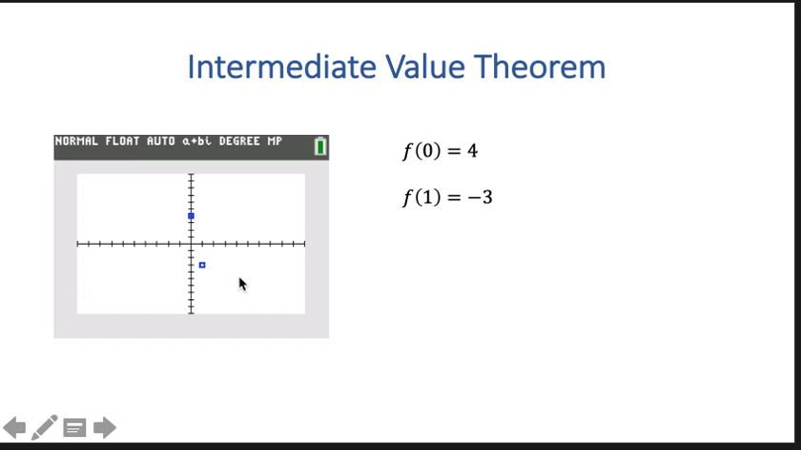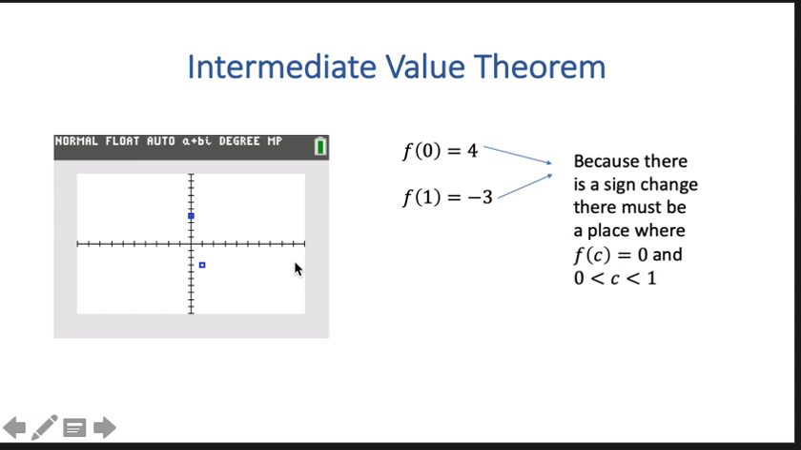How do I know that? I know that because the signs change. Because there is a sign change, there has to be a place, and that place would be C, where f of C is going to be equal to 0. And that value of C has to be between these two numbers, 0 and 1.